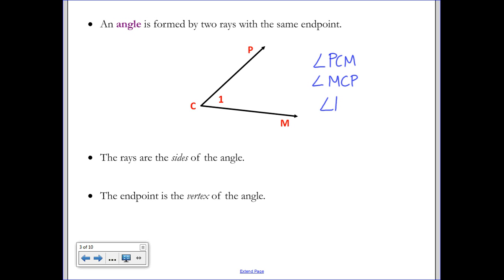The rays are the sides of the angle. So if you ever hear, name the sides of this angle, it's talking about the two rays. So the two sides of this angle are CP and CM. And the endpoint, the common endpoint that they share, is called the vertex of the angle. So the vertex of this angle is point C.